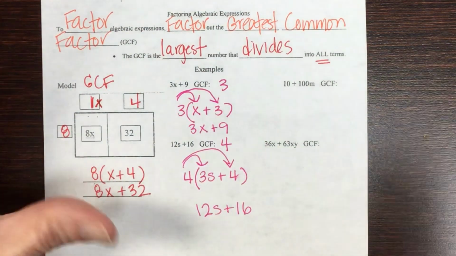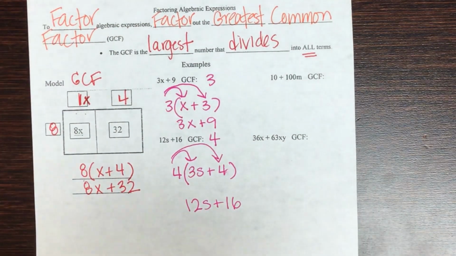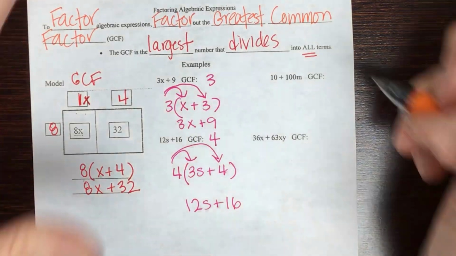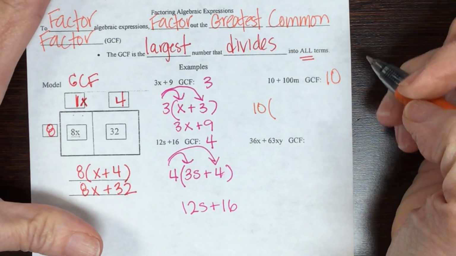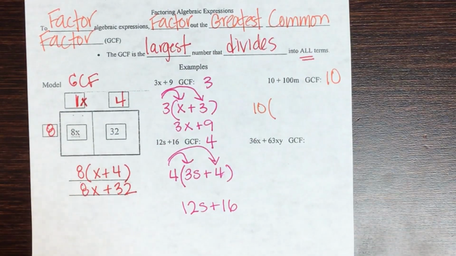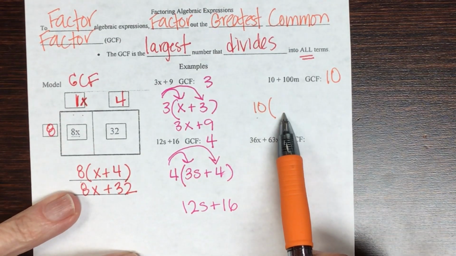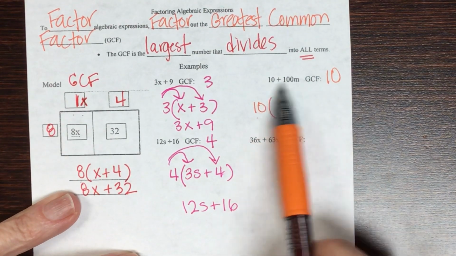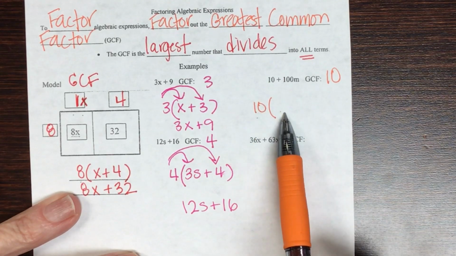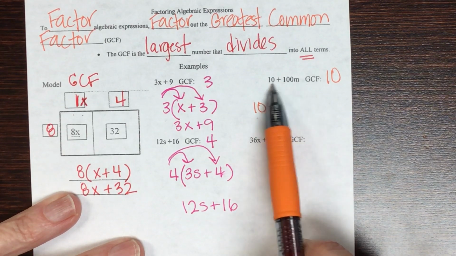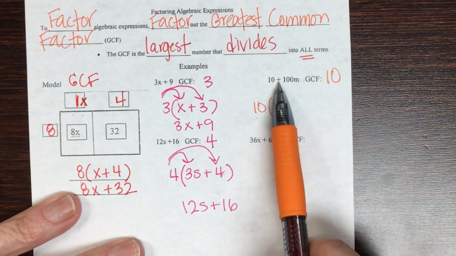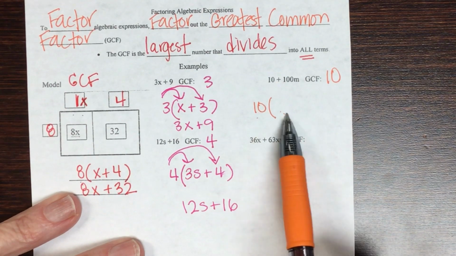All right, who wants to take a crack at 10 plus 100m? First of all, let's see who it is. Mason, what you got? First of all, tell me the GCF first. 10 is my GCF. All right, so when 10 goes on my outside of my parentheses, what goes inside? If I have 10 here, if I put here, it would be 100. I want to keep it the same as here. So how am I going to get 10? 10 times 1 is going to give me 10.